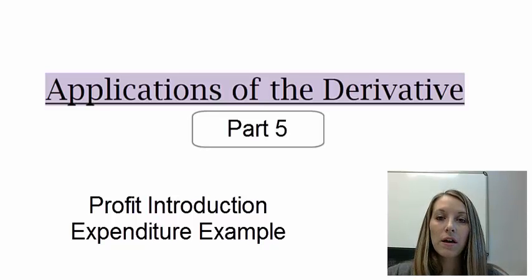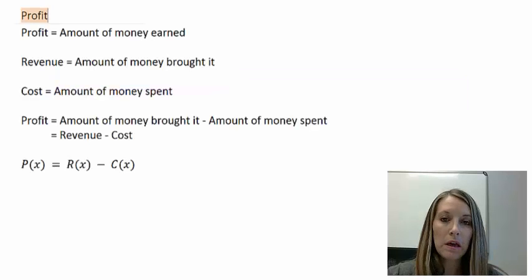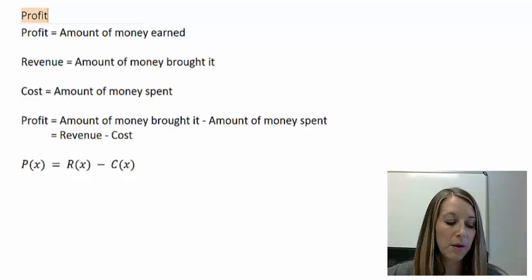We are working on applying the derivative, and let's go ahead and start a new example. This example is going to focus on everybody's most favorite type of applied math, which is money. The specific money that we're going to be talking about here is profit. We want to figure out how we can earn the most money that we possibly can.